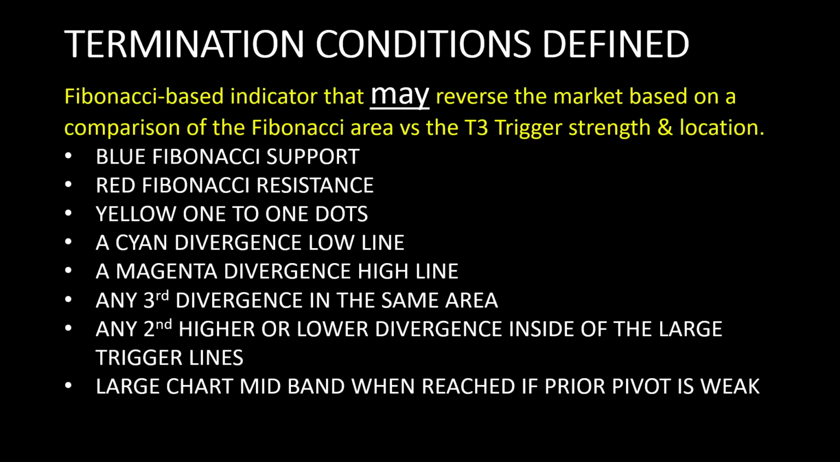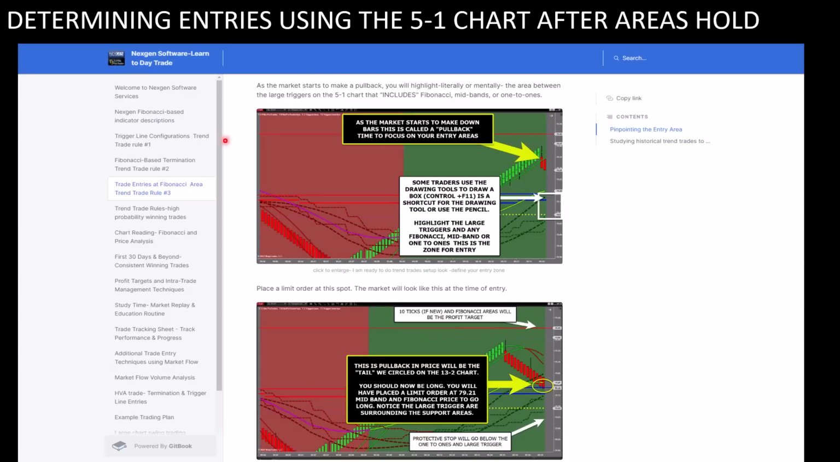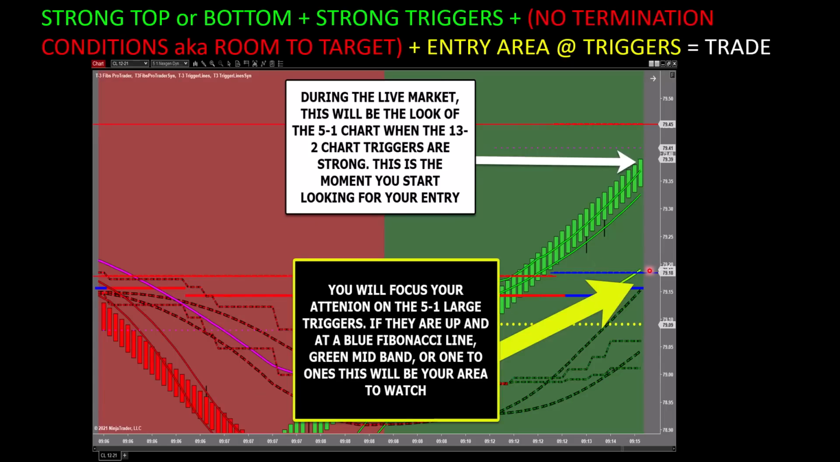So you have to have an understanding of what the market is telling you. Then you're going to take that information and you're going to determine entries, right? So rule number 1, strong triggers. Rule number 2, don't trade into anything. Rule number 3, find your entries on your smaller charts. And again, when we talk about this, I'll just blow this up for you out of the user guide.